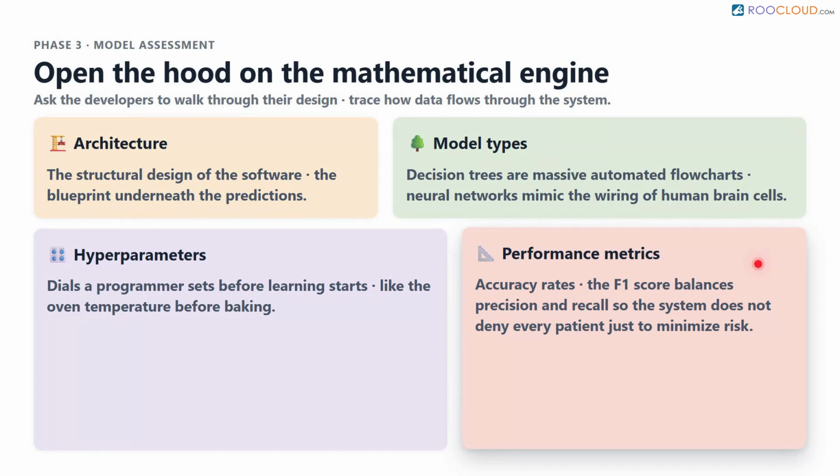You will often see metrics like the F1 score, which is a mathematical calculation used to balance precision and recall, ensuring the system does not just blindly deny every patient to minimize risk. We must specifically ask the developers why these exact targets were chosen to represent success.